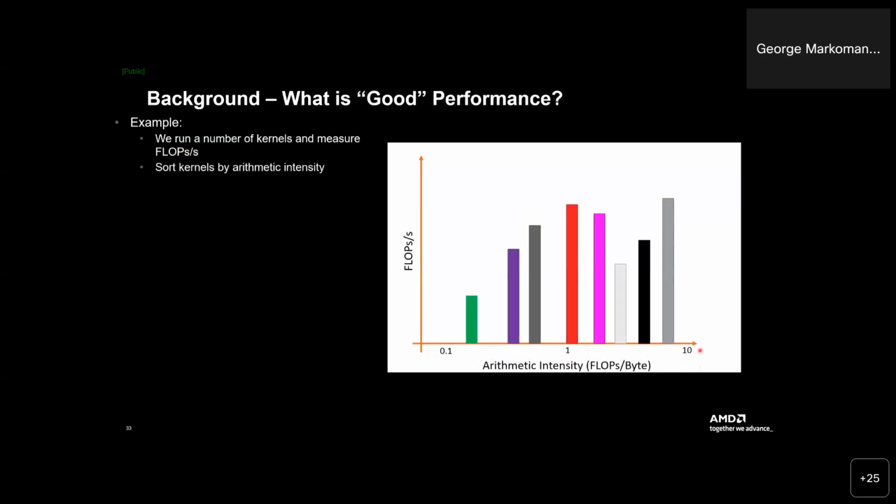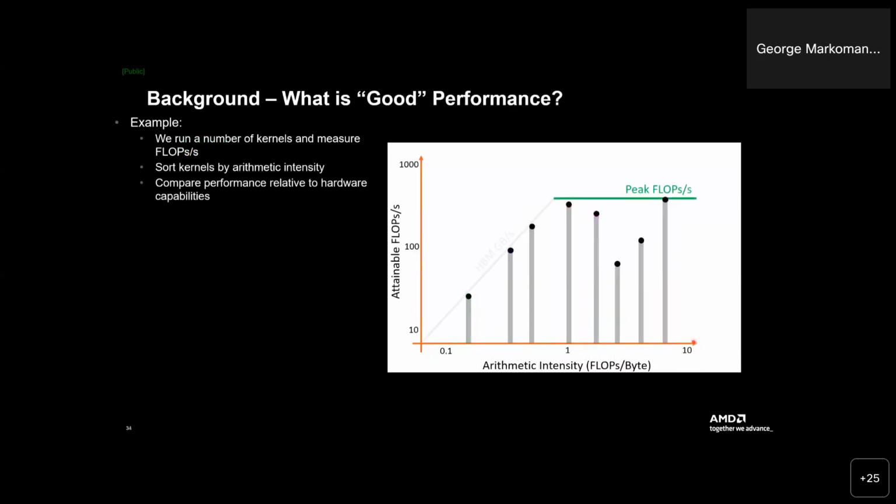We sort the kernels by arithmetic intensity, so we take the arithmetic intensity and sort them like that. And then we compare performance relative to hardware capabilities. And then you start seeing it like that.